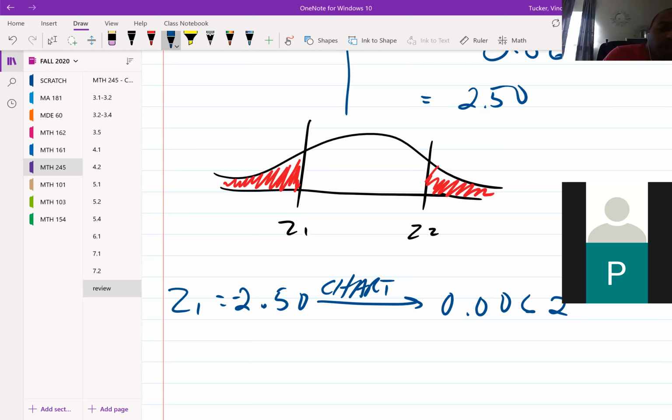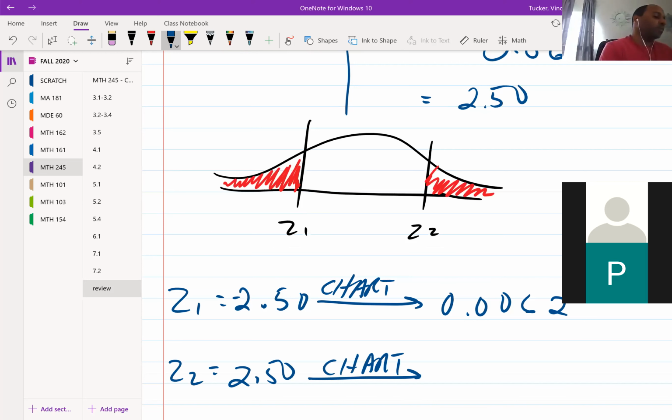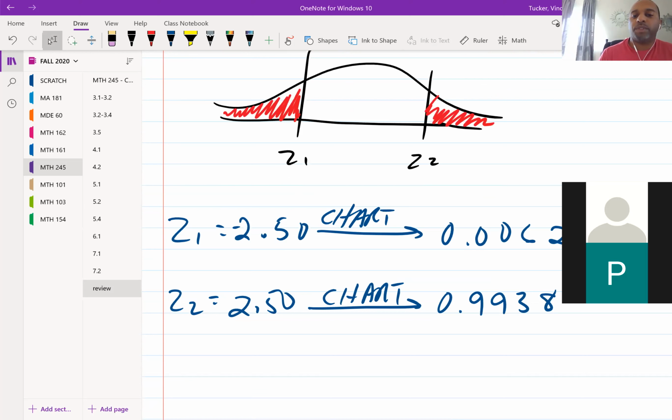All right, and then I need positive 2.50. Go to the chart. This is 2.5, and that should be 0.9938. All right, that's what we should be getting from the chart. Let me check one more. Oh, it's not coming up. Come up. There we go. 2.5. Yep, 0.9938.